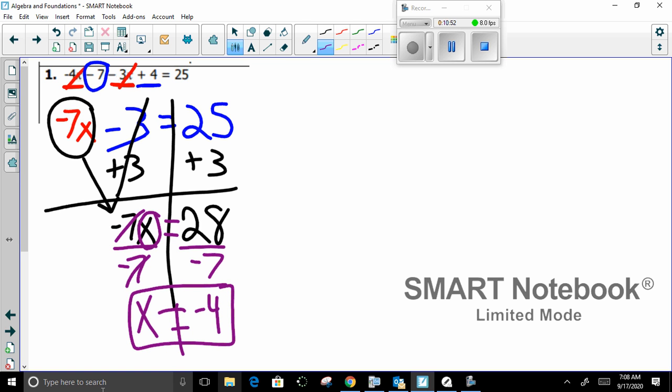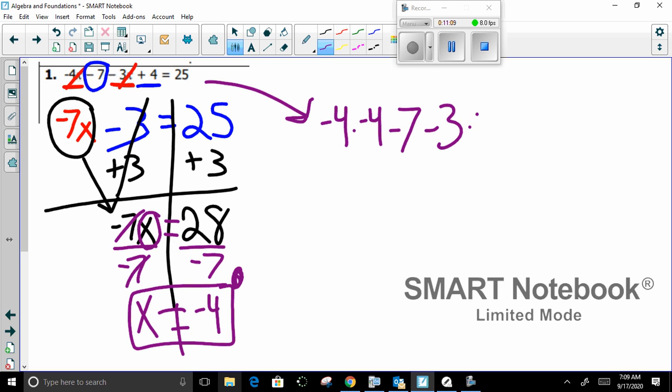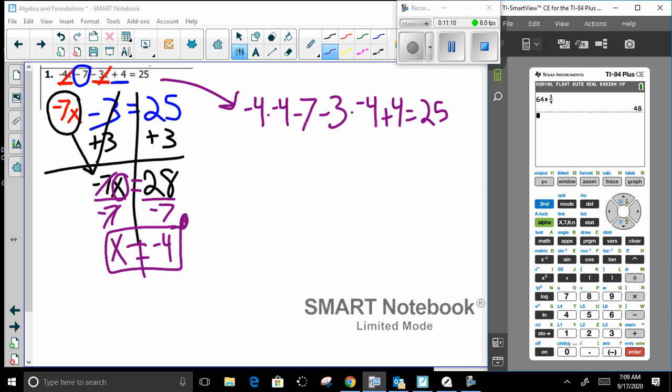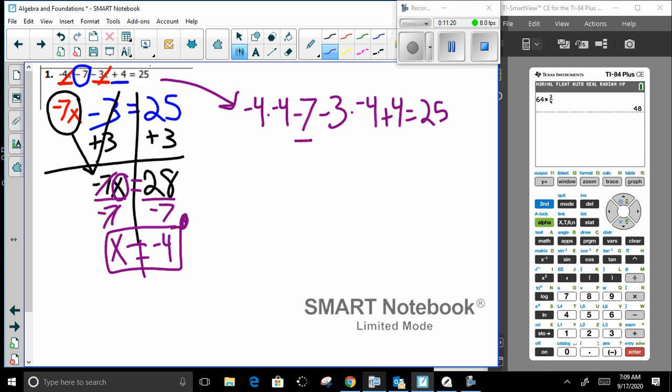Let's just refresh really quick on how to check ourselves to make sure. So negative 4 times x, which I think is negative 4, minus 7. So I'm just rewriting the original equation and substituting in my x value. Minus 3 times x, which is negative 4, plus 4. Is that going to equal 25? Well, y'all, if I were you, I would just go ahead and put this whole entire thing in the calculator to see if it equals 25.